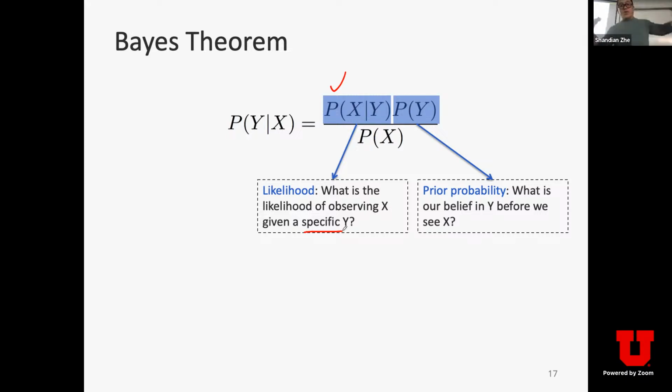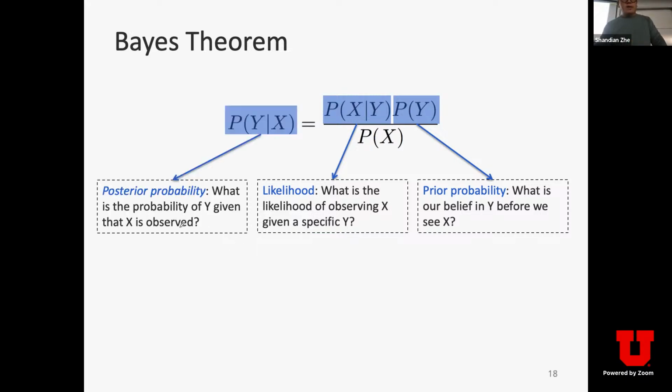Then we combine the prior probability with the likelihood, which measures how your choice y will fit the observation of x, and we can get the posterior probability. That is, what is the probability of y given that x is observed? In other words, this theorem tells us that the posterior is proportional to prior times likelihood, right?